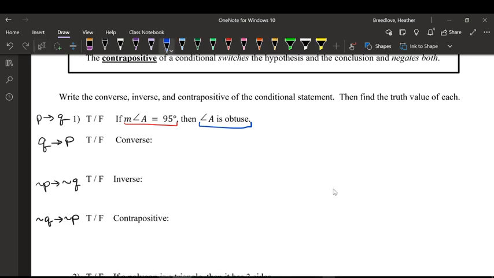So the converse is going to be if Q then P. So if angle A is obtuse, then the measure of angle A equals 95 degrees.